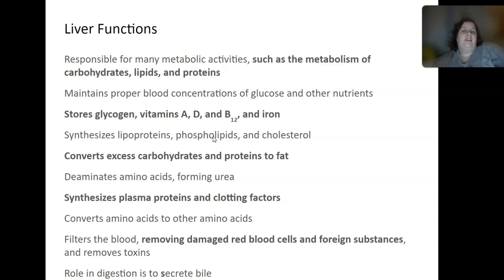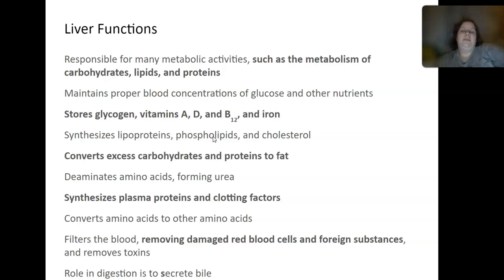Maintains your proper blood concentration of glucose, so like your blood sugar, and other nutrients like iron and things like that. It stores glycogen, vitamin A, vitamin D, and vitamin B12. Vitamin D is synthesized through the sun typically, and vitamin B12 has lots to do with your energy. Iron. We're going to talk more about all of these nutrients at the end of this chapter.